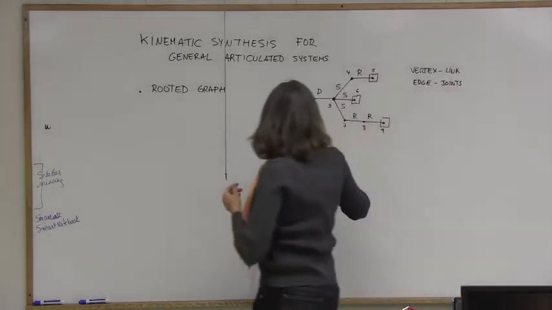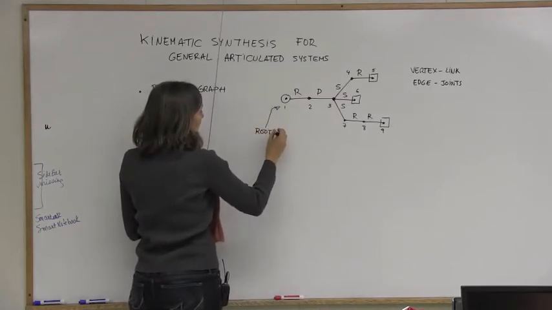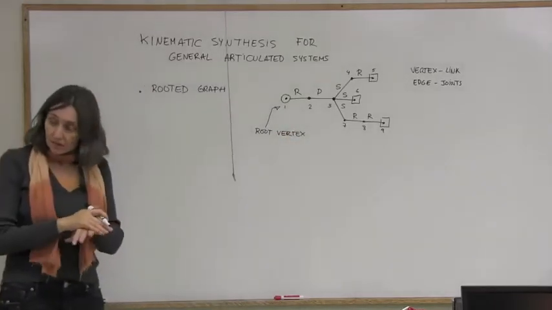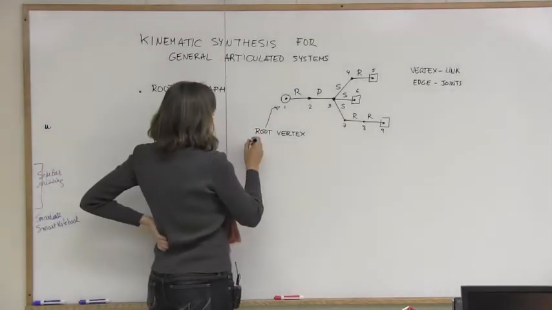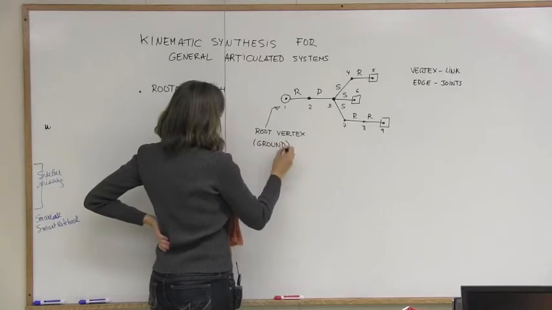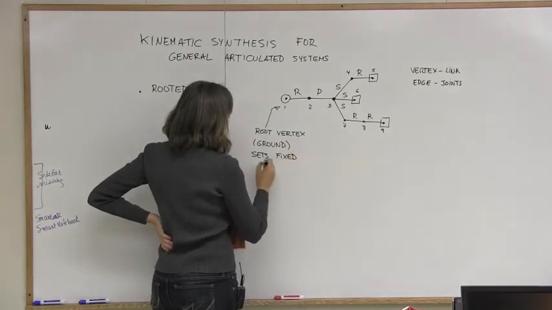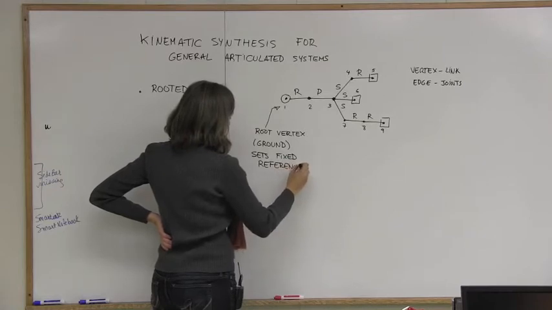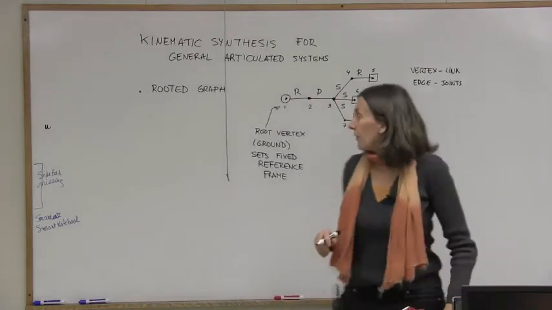Then we have this particular vertex, which is the root vertex, and that corresponds to the ground, the one that is fixed in the ground. So this basically sets our fixed reference frame.